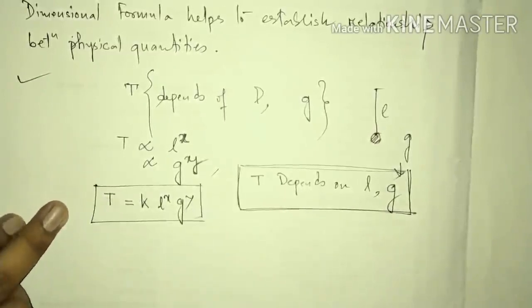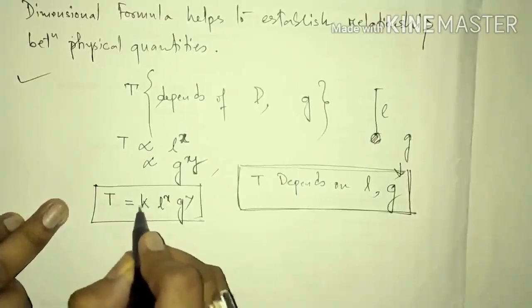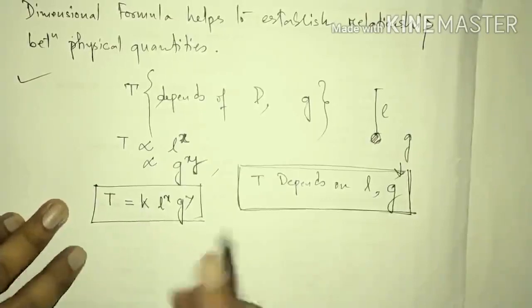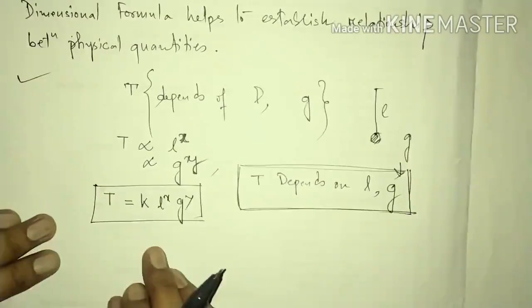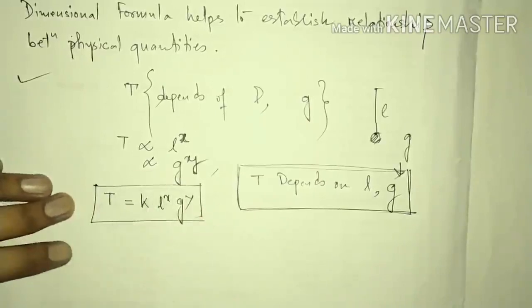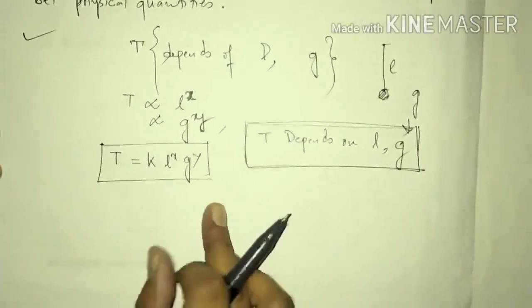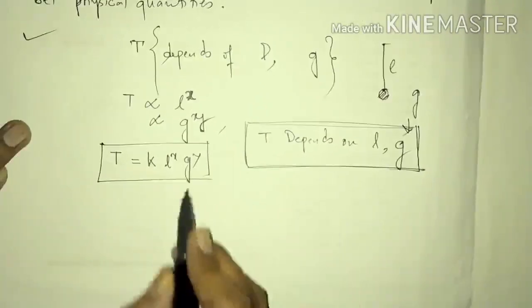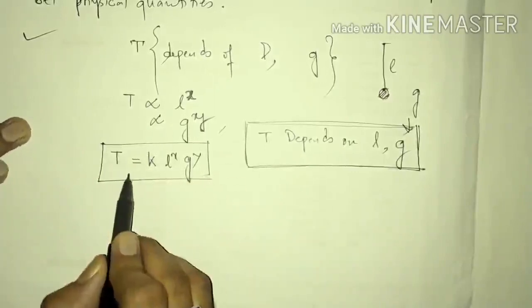So I proceed up to here: T is equal to k L to the power x, g to the power y, where this k is a constant. It is not a physical quantity, so k will be a dimensionless quantity. Now, considering that this is a correct equation as per the supplied condition, let us apply the principle of homogeneity. What it says is, if it's a correct equation, the dimension of each and every term on either side of the equality sign has to be the same.